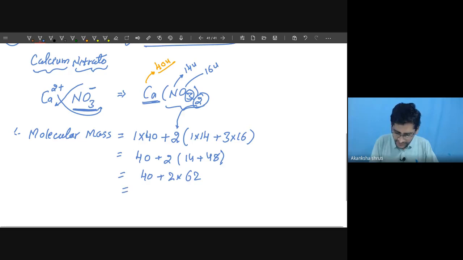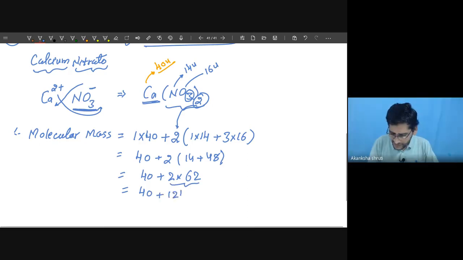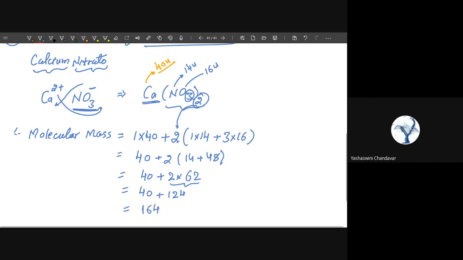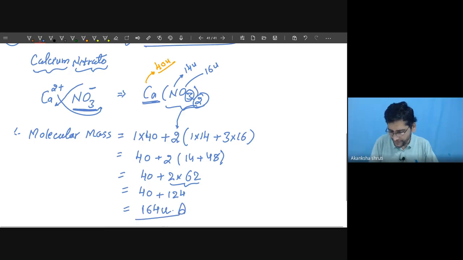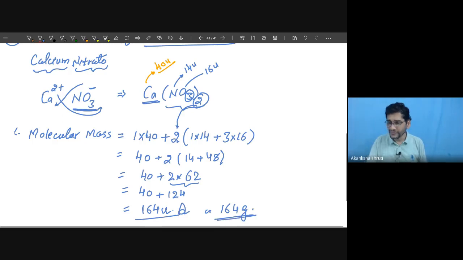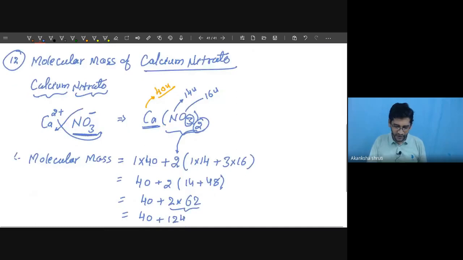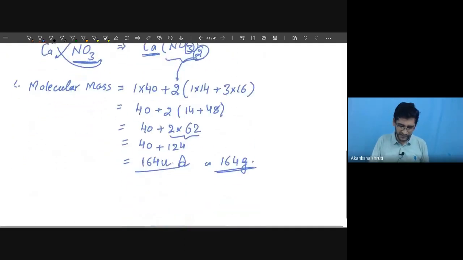So you first multiply, by the BODMAS rule. So 2 into 62 you have to multiply first. Then you have to go for the addition. 124. So it becomes 124. Go for addition. 164. 164 U is the final answer. 1 molecule of calcium nitrate is 164 U. Okay. So this way we have calculated all possible kinds of molecules, their molecular mass.